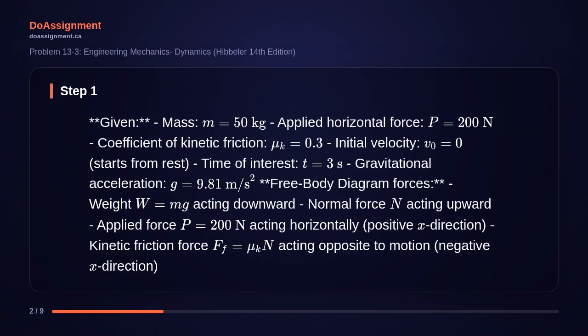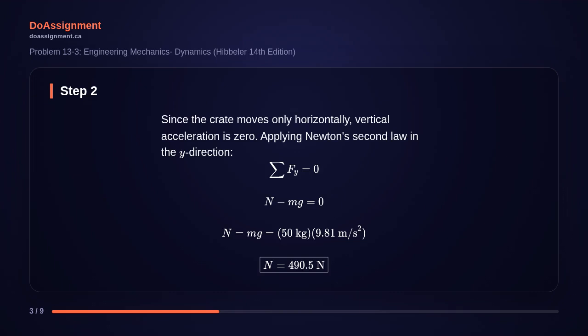Drawing a free body diagram, we have weight pulling down, the normal force pushing up, the applied force to the right, and friction resisting motion to the left. Because the crate doesn't accelerate vertically, the net vertical force is 0. This means the normal force exactly balances the weight. The weight is 50 times 9.81, giving us a normal force of 490.5 newtons.